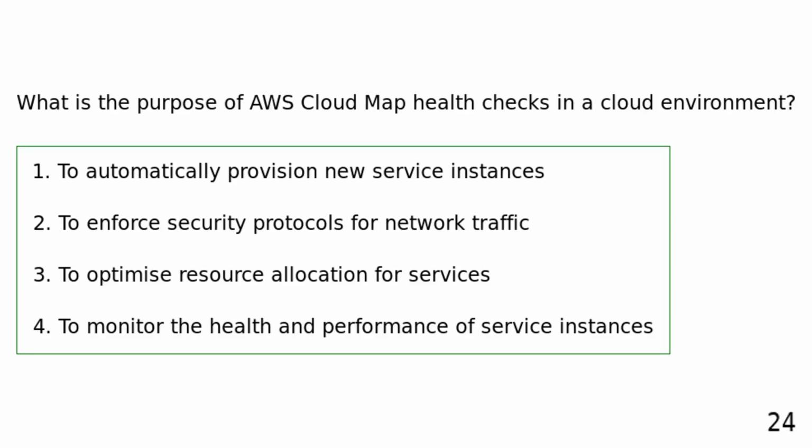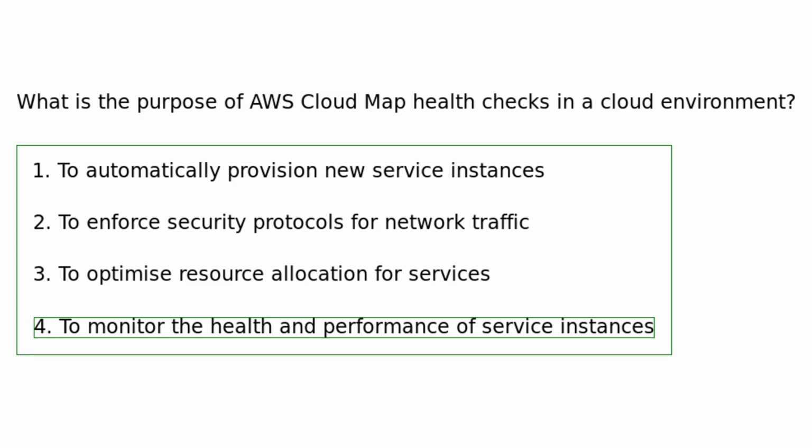What is the purpose of AWS Cloud Map health checks in a cloud environment? To automatically provision new service instances. To enforce security protocols for network traffic. To optimize resource allocation for services. To monitor the health and performance of service instances. AWS Cloud Map health checks are used to monitor the health and performance of service instances in a cloud environment, ensuring high availability and reliability for service discovery.